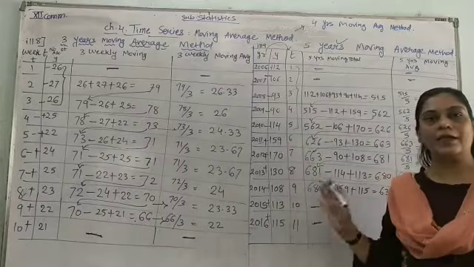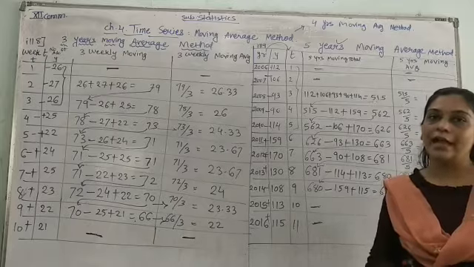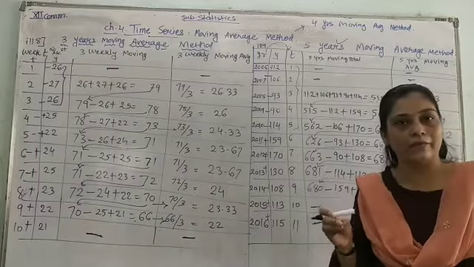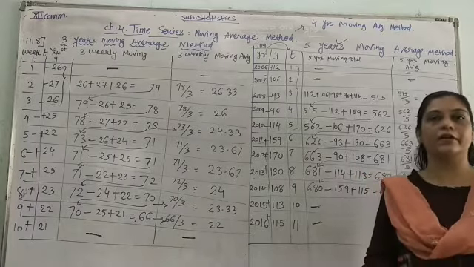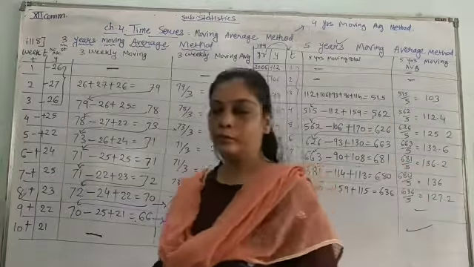Do this practice at home. We are going to see the 4-year moving average method, which is tricky but needs practice. It will definitely come. So now let us solve illustration number 4.